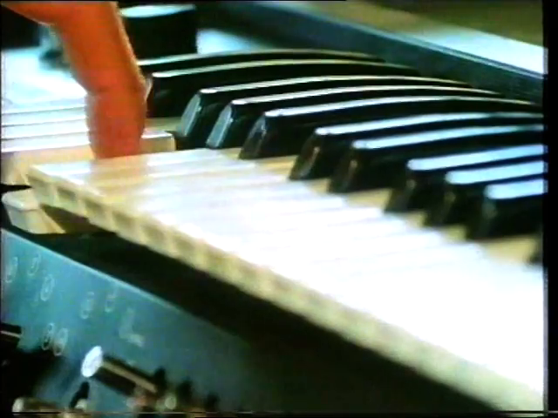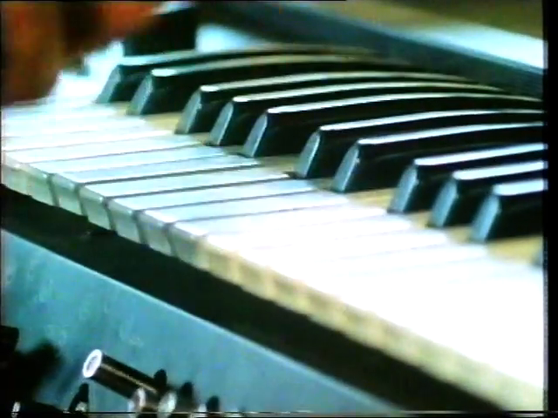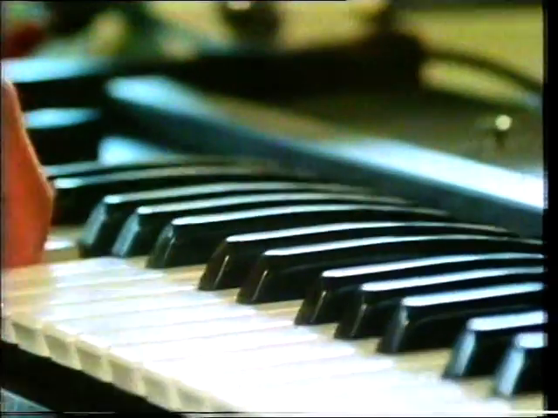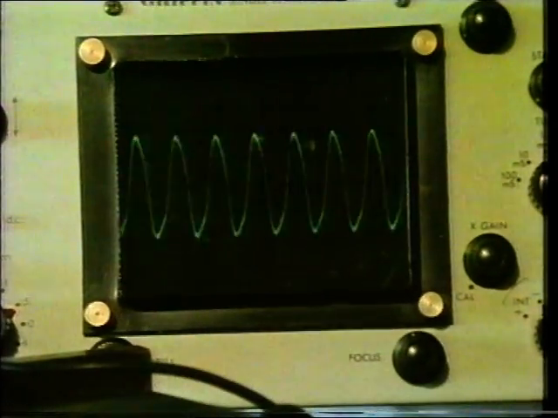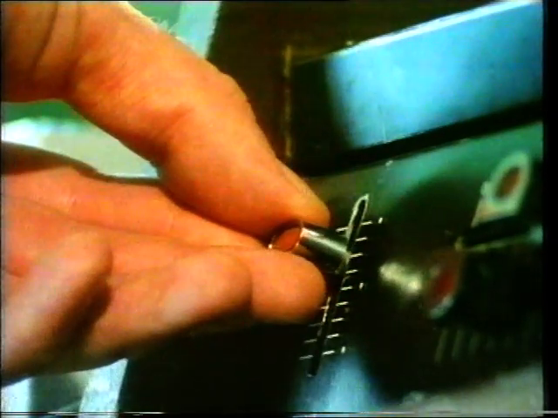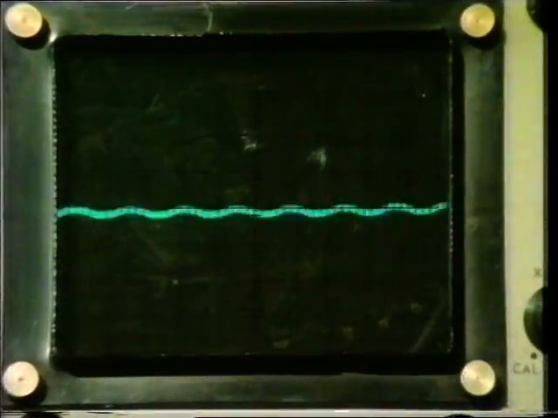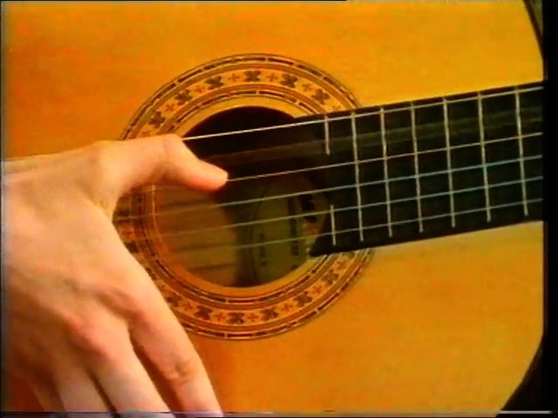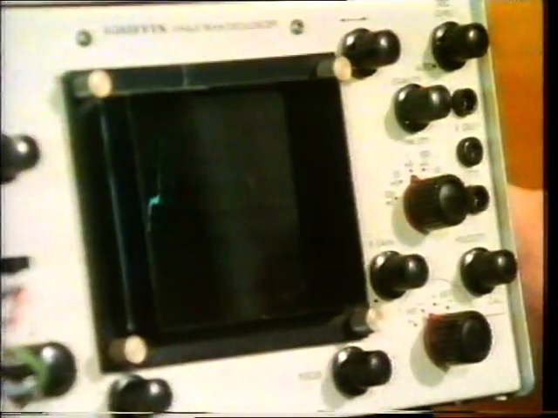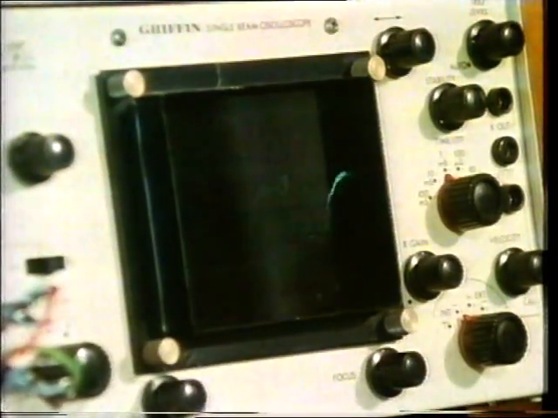Here is the difference between a low-pitched note and a high-pitched note. In the high note, the vibrations are closer together. The vibration frequency is higher. And what happens when you lower the volume? Different instruments make different sound shapes, even if they're all playing the same note.